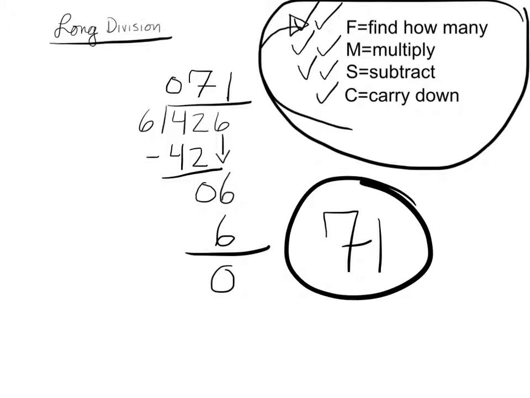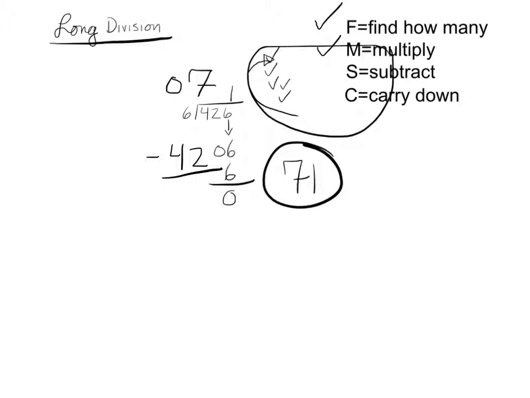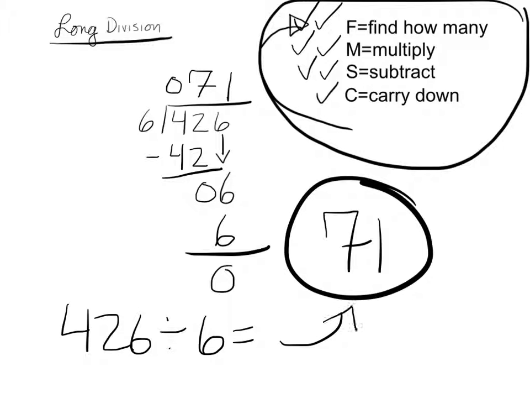So if we were going to rewrite the problem, and I'm going to shrink all this down, if we were just going to write our answer, it would look like this. 426 divided by 6 equals 71. And that is our answer.